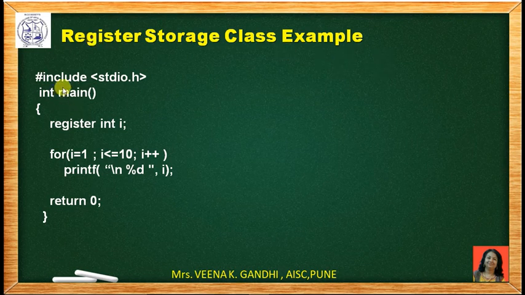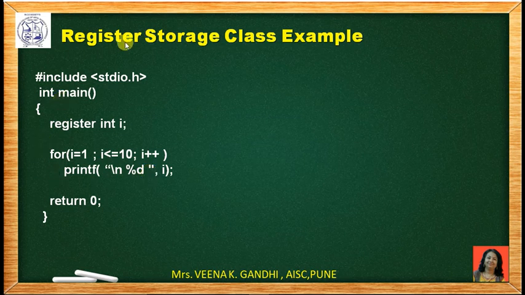Let us see an example of the register storage class. First, include the header file #include stdio.h in the main function. Now declare a variable i of type register storage class, register int i. Then for i equal to 1, i less than or equal to 10, i plus plus, printf %i. We print the values from 1 to 10.